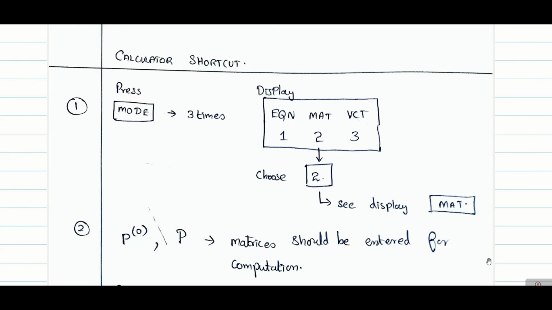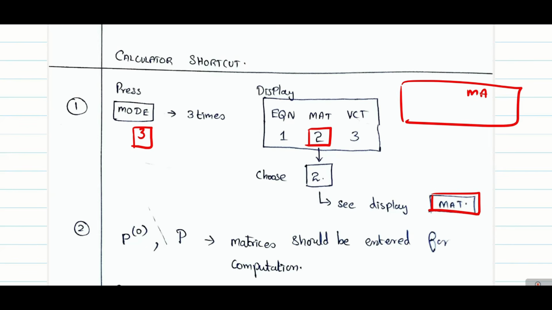So with these basic ideas, now we go to the calculator tricks. Since in unit 5 in Markov chain we are going to use matrix, press mode 3 times. When you press mode 3 times, you will get a display like this: EQN, matrices and vector. Now I am going to choose the matrix option, so click 2. Now you can see in the top corner of your calculator display something like mat. That means your matrix mode is enabled.